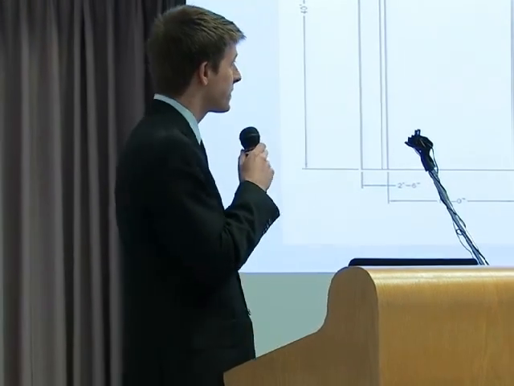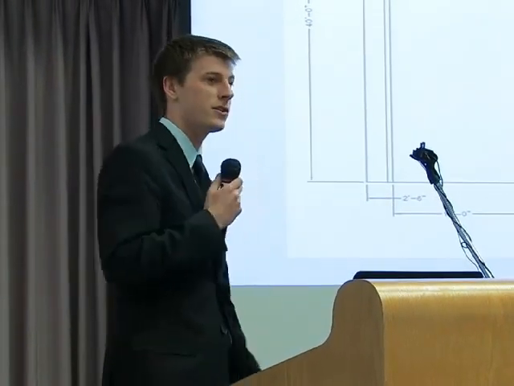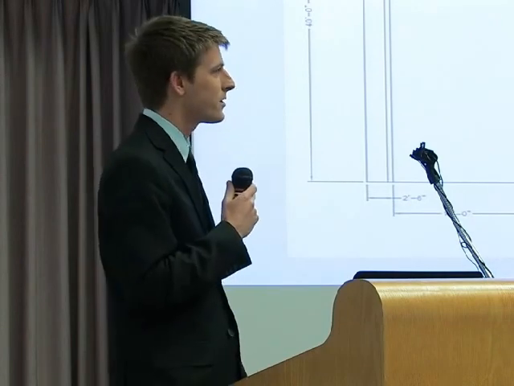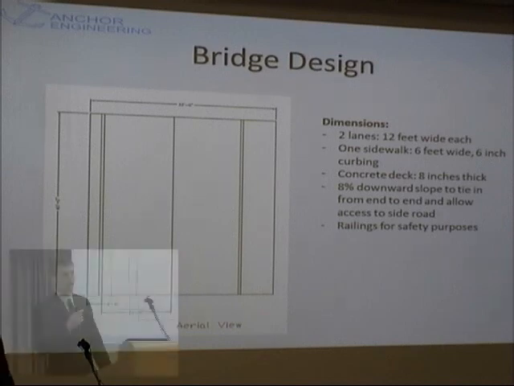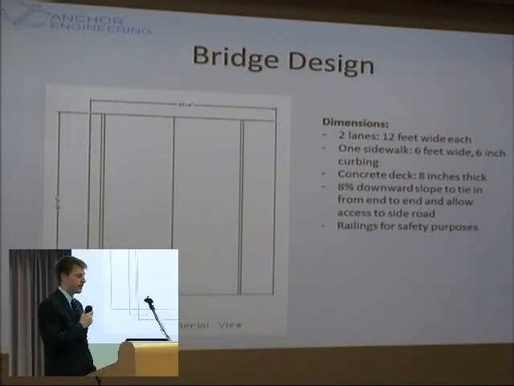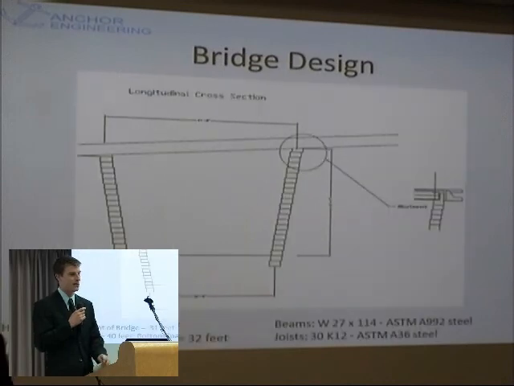The first thing I'm going to discuss is our bridge design. The bridge is the first thing you cross when you come into our site. I'm just going to go over a few quick dimensions. It's 2 lanes, 12 feet wide each. There's a sidewalk that's 6 foot wide, 6-inch curbs. We made our deck out of concrete. This was 8 inches thick, and there's railings on each side for safety purposes.